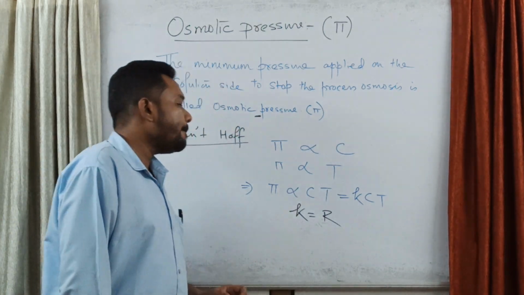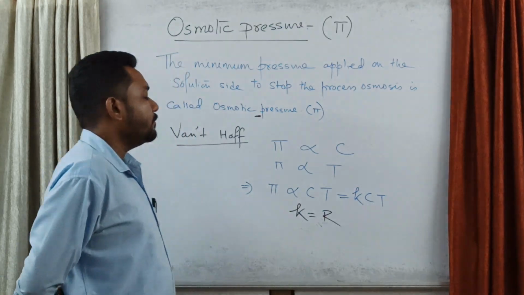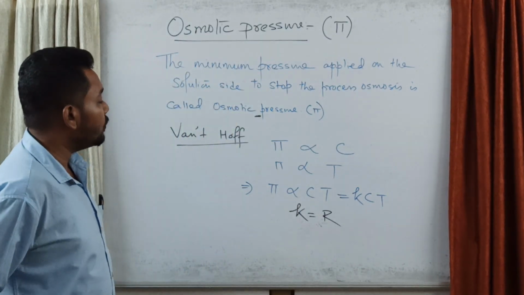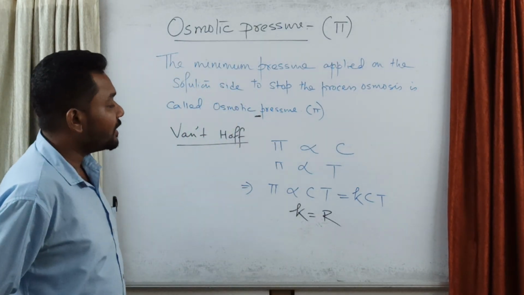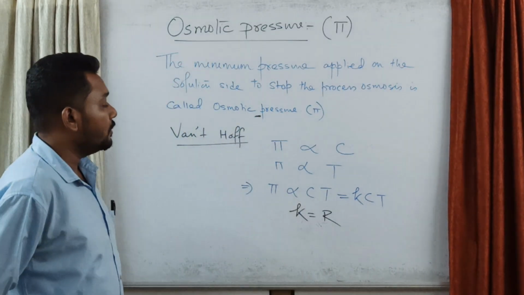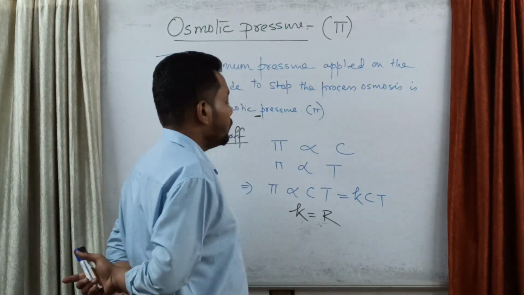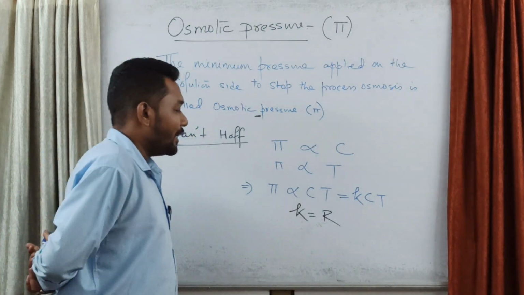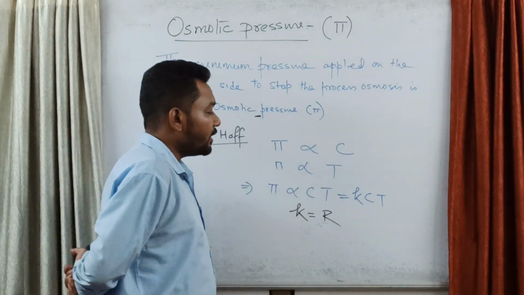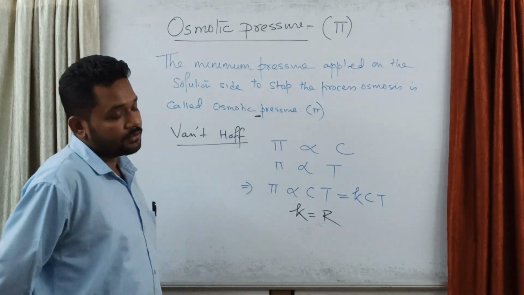In his experiment, Van 't Hoff put the values of pi, C and T in that equation, and he found that the value of K is equal to R, that is the universal gas constant.